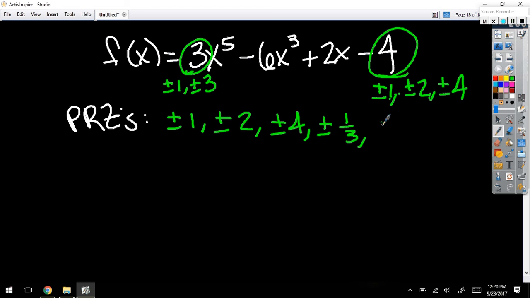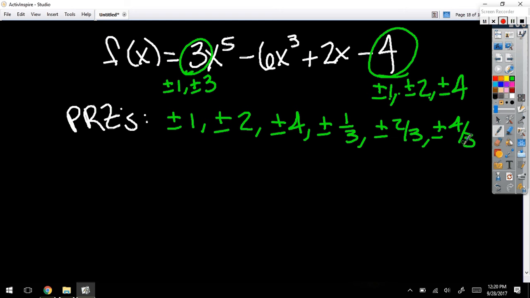1/3, 2/3, 4/3. So there'll be a question on your test that says, what are the possible rational zeros? That's not asking you to find all zeros. All you're finding are the possibilities. One may or may not be a 0, but it's a starting point for us.